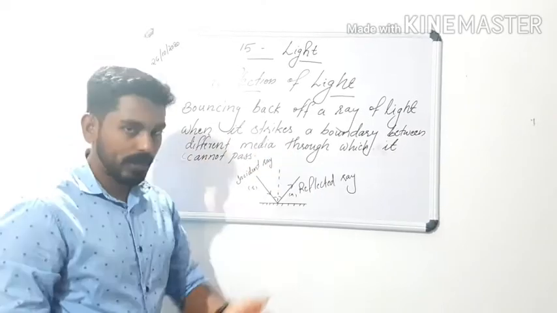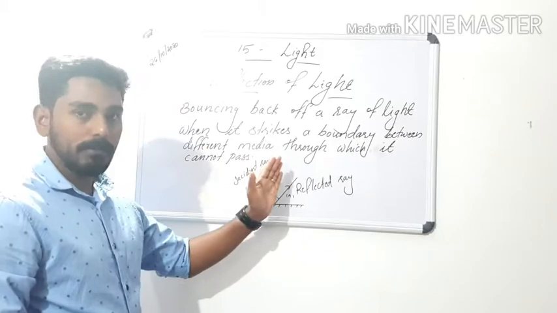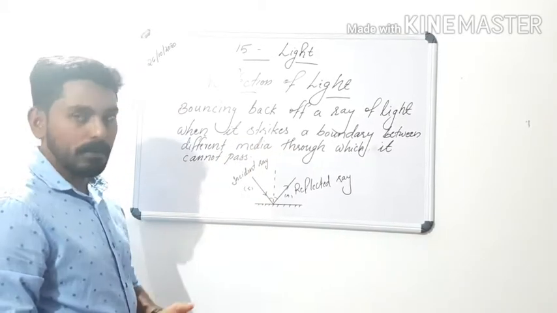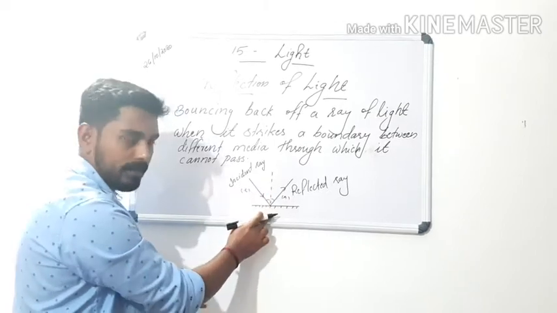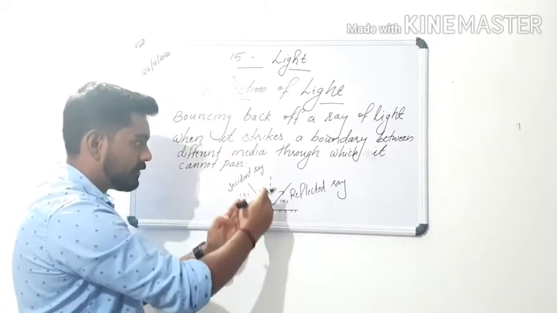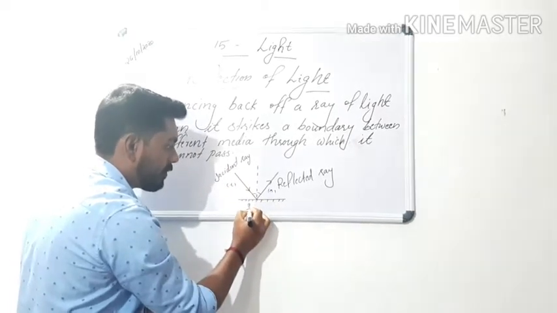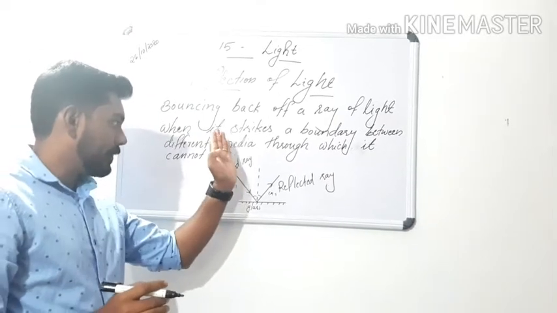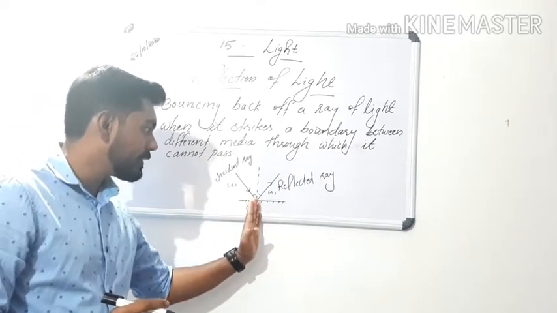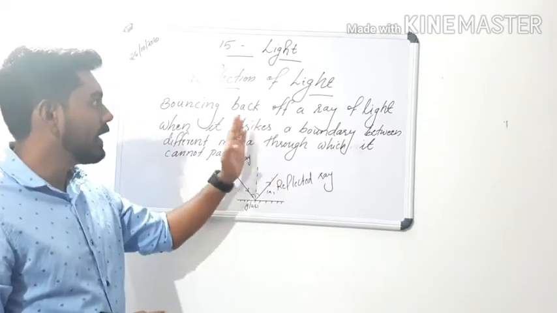So reflection is the bouncing back of a ray of light when it strikes a boundary between different media through which it cannot pass. You can see that this is the first medium, this is the second medium. Light comes from the air and strikes the surface. This medium is glass.